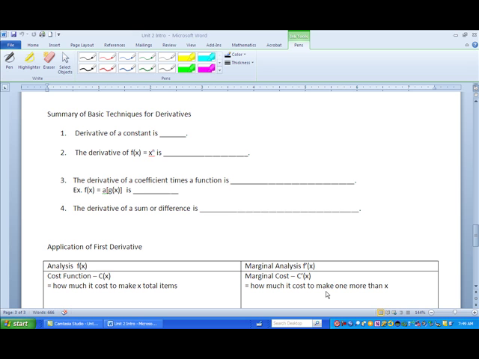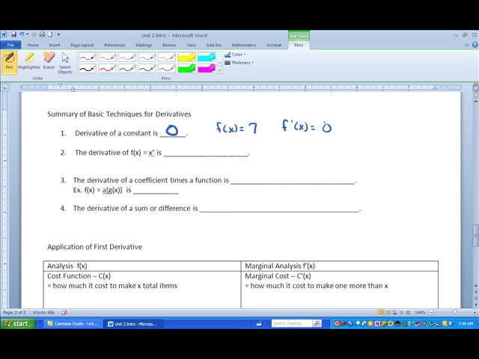From the activity that you did to open this unit, we learned that the derivative of a constant is 0. For example, if I have f of x equals 7, remember that we saw that that was a horizontal line, and the slope of a horizontal line is always 0. So the derivative of a constant is 0.